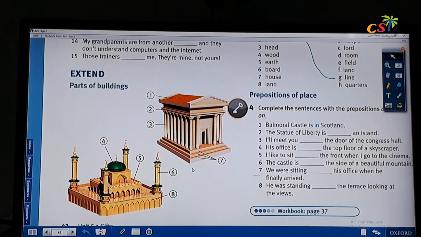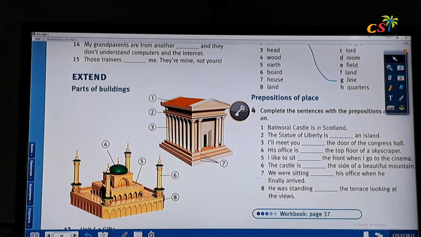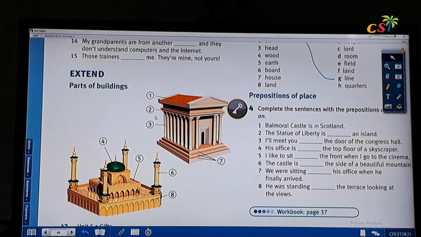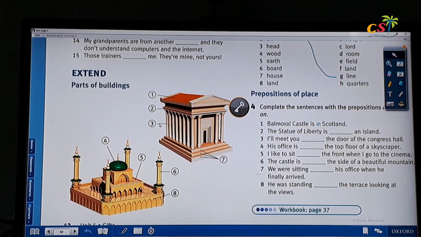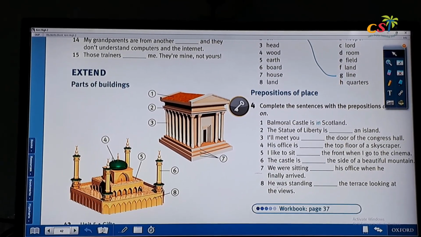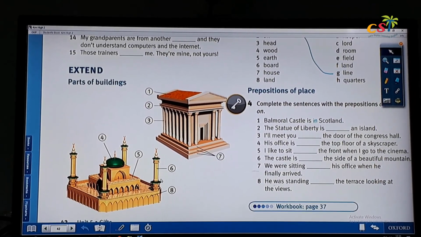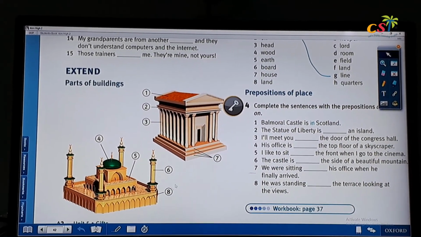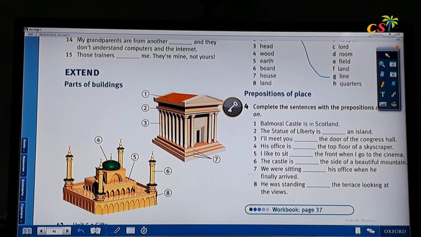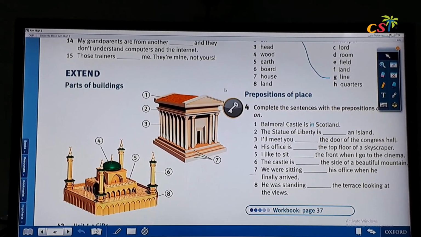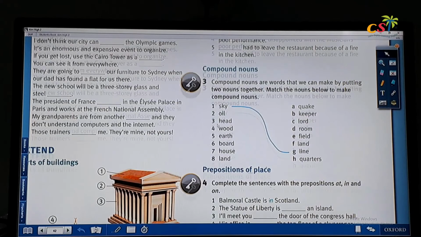Okay, Michelle, I will repeat. Number 1, tiles. Number 2, beam. Number 3, columns. Number 4, dome. 5, terrace. 6, minaret. 7, steps. Number 8, arch. Well done.